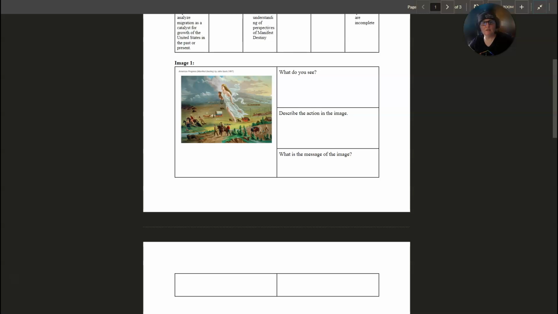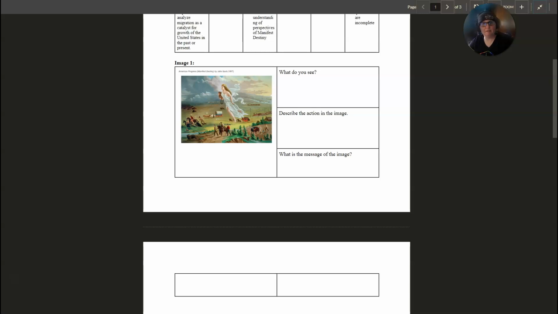Those 3 questions are: What do you see? Describe the action in the image. And then, what is the message of the image? So, what do you see? That's pretty clear. You shouldn't have any problems figuring that out, as long as you're not saying space aliens attacking the Earth or something similarly far off track. Just give me lots of good detail. Describe the action in the image. What's actually happening? What are people doing?